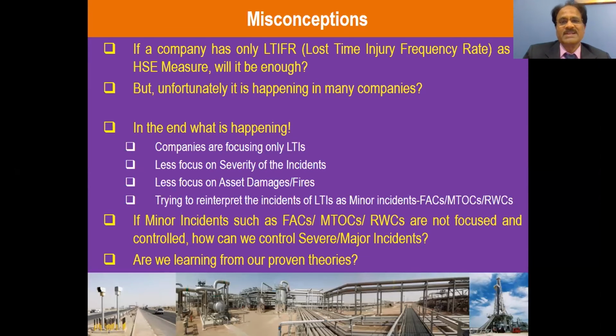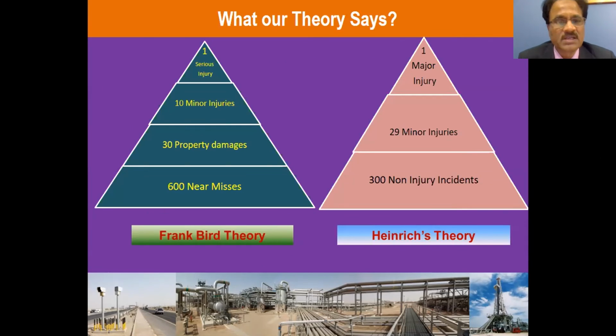Now let us think about what theory says. About the Frank Bird theory, many of you know. As per the theory, if you have 600 near misses, there is a probability of having 30 property damages. Out of that, there is a probability of having 10 minor injuries, and again, one will be a serious injury. This is how the trend is. So you need to control all those 600 near misses and minor property damages to get rid of that one serious injury.